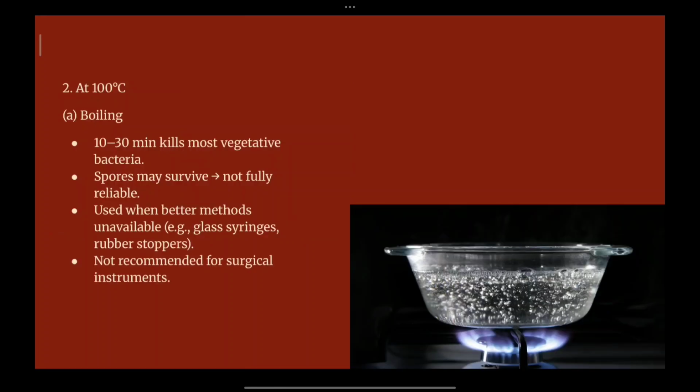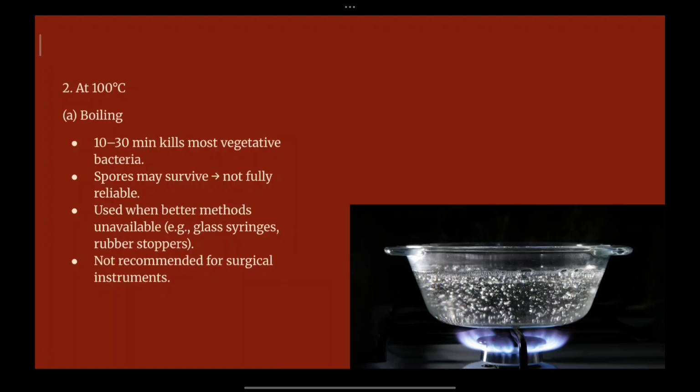Now moving to the second type of moist heat sterilization, which is at 100 degrees Celsius. So you're going to keep the temperature at 100 degrees Celsius and check whether the sterilization has happened, or you can perform a sterilization at 100 degrees Celsius, not above or below. So boiling is one such method that is incorporated to do sterilization. When the water starts boiling, you see the bubbles, right? Those bubbles indicate that the water is at 100 degrees Celsius.